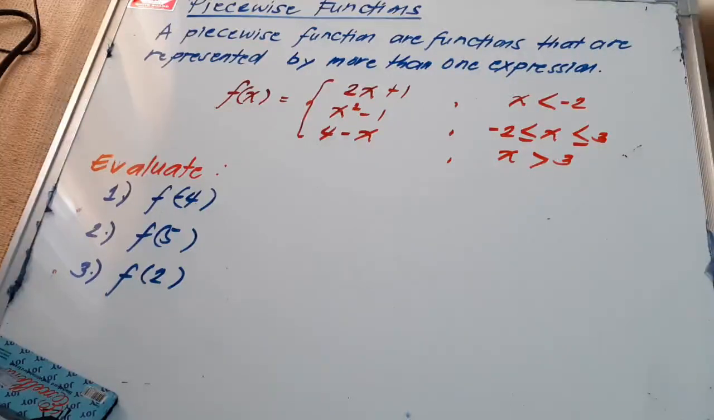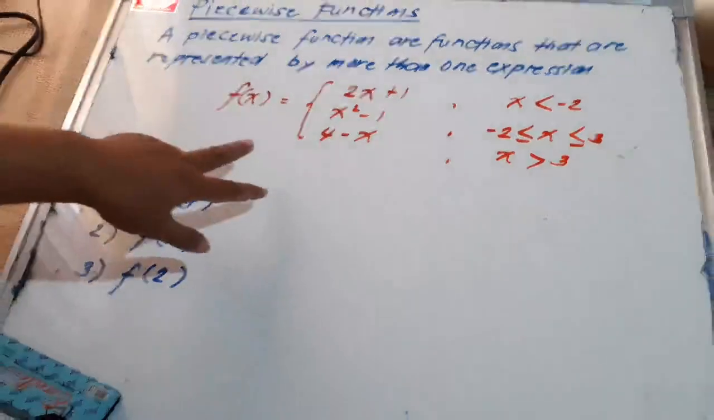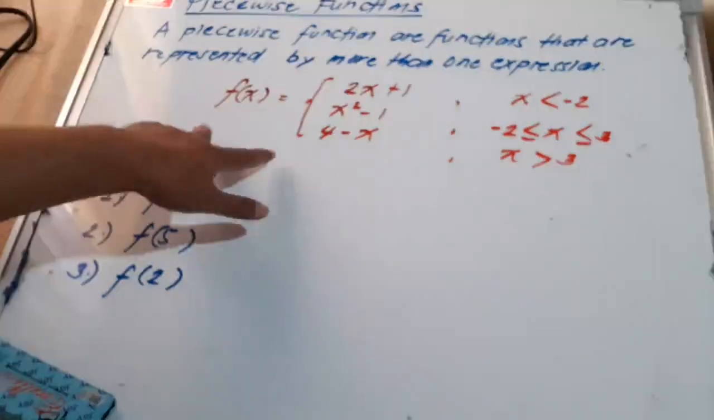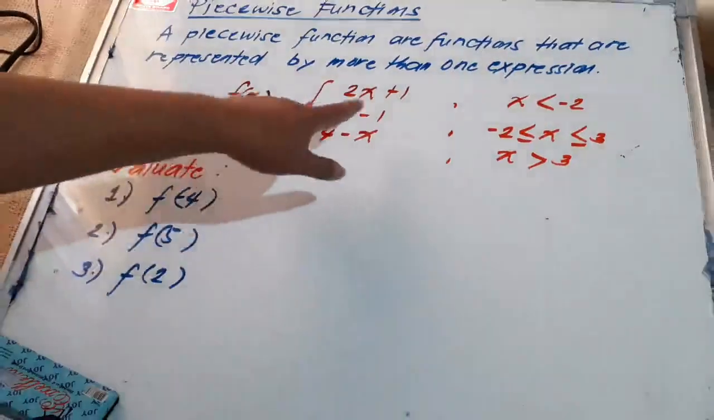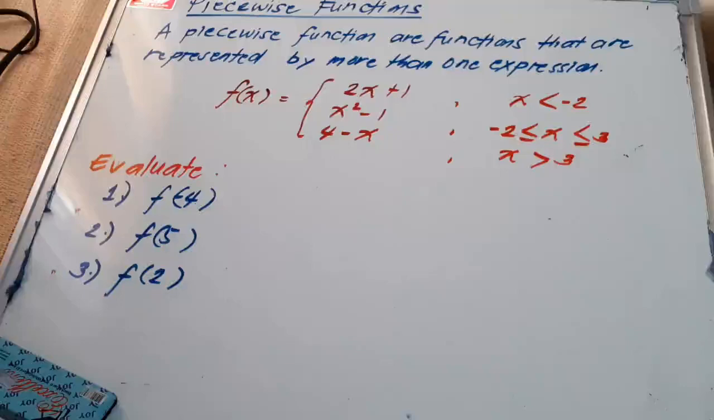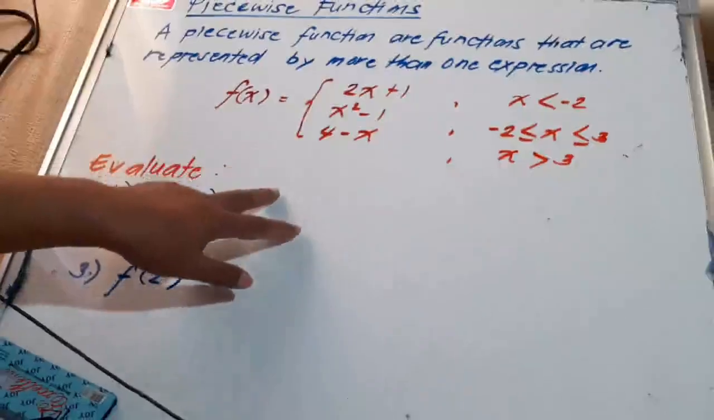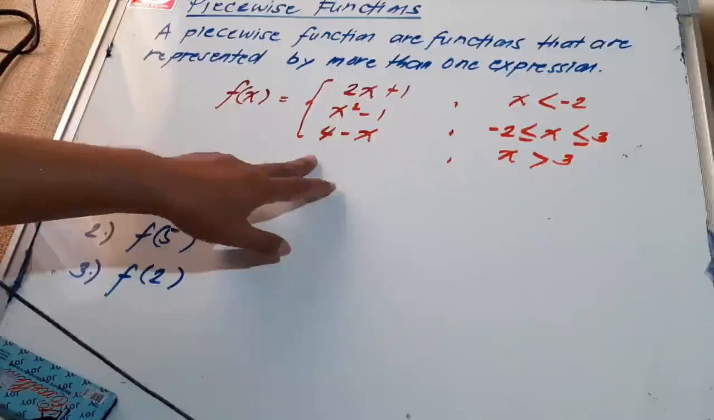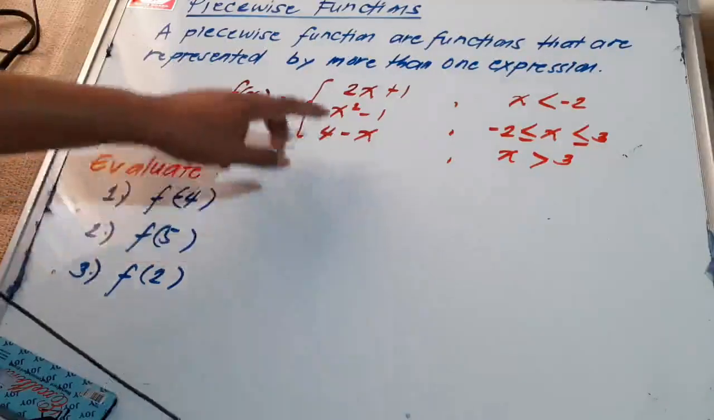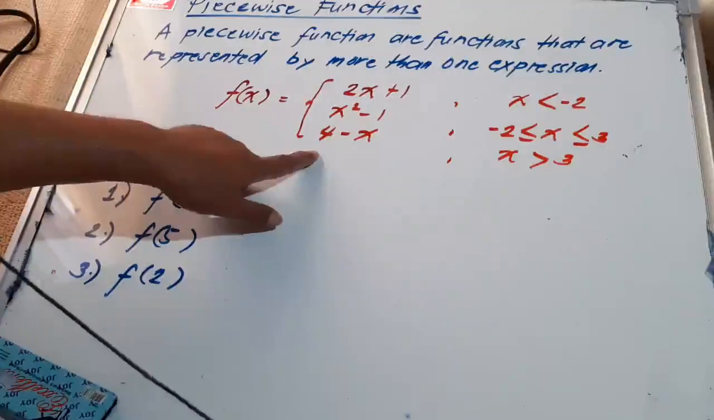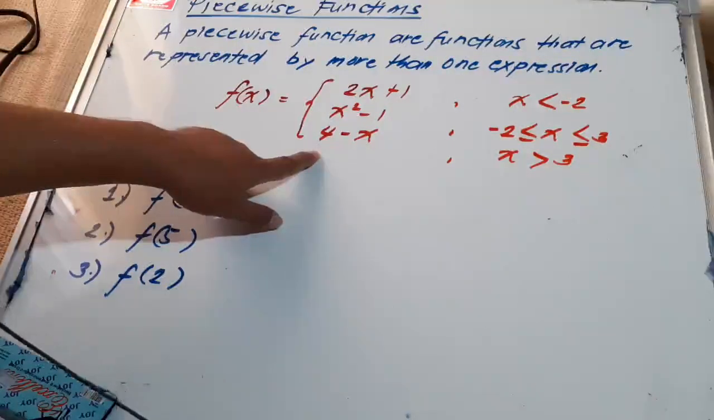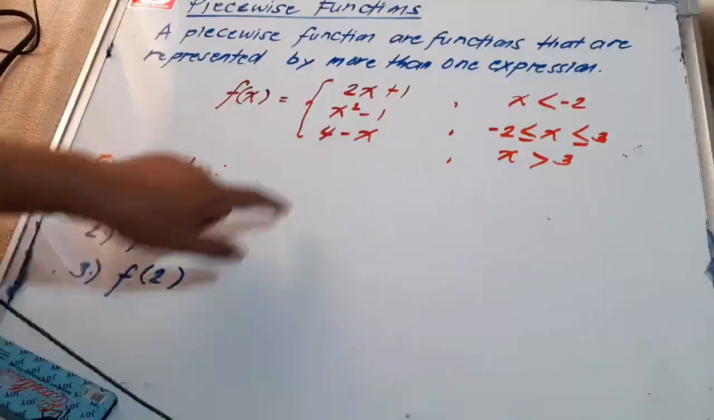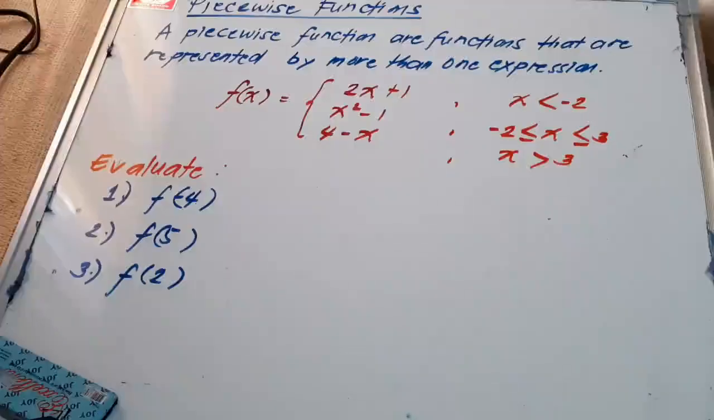As for instance, we have here a function f of x. We have the representation of these functions consists of three expressions. The first expression is 2x plus 1. And the second expression is x squared minus 1. And the third expression is 4 minus x. The first and third expressions ay mga linear functions, while yung ating second expression is a quadratic function.